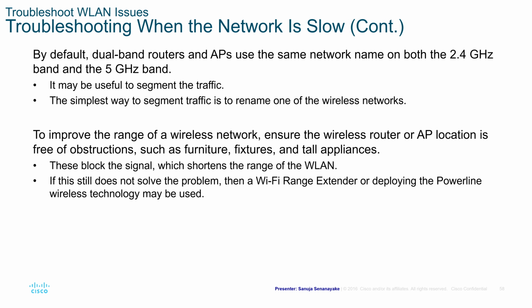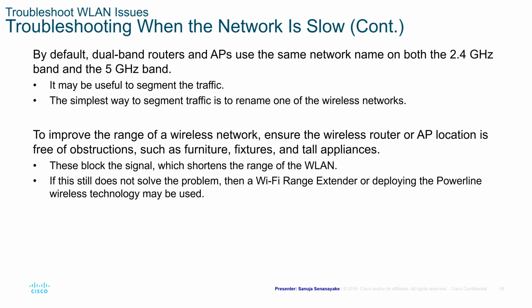By default, dual band routers and access points use the same network name on both the 2.4 GHz band as well as the 5 GHz band. It may be useful to segment the traffic. The simplest way to segment traffic is to rename one of those wireless networks with a different name. For example, you could have Sanuja Net 2.4 and Sanuja Net 5 GHz 5. That way, when I look for the SSID, I have two distinct SSIDs for the 2.4 GHz band as well as the 5 GHz band. Then depending on my device, I may be able to pick either or connect to one of them.